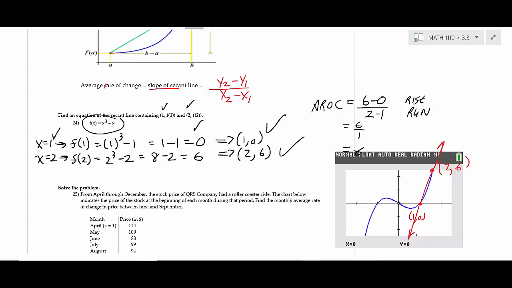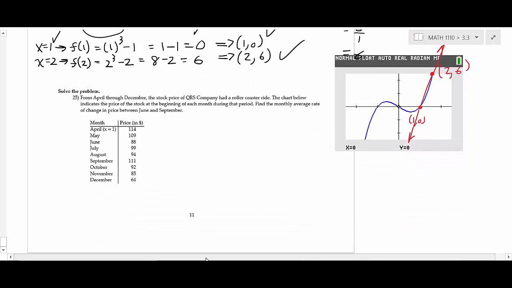You don't need to draw that graph. I just want you to know what you're doing when you do average rate of change. Okay? All right, any questions? Okay. All right, let's take a look at this one.